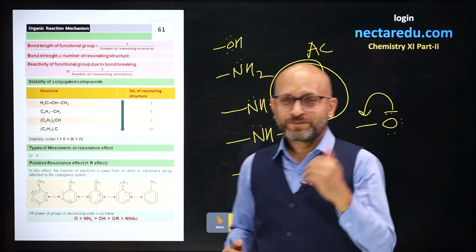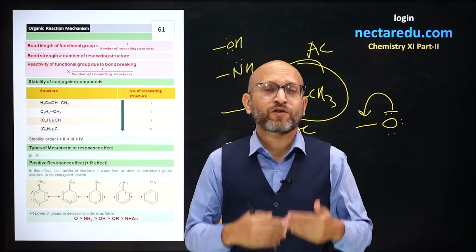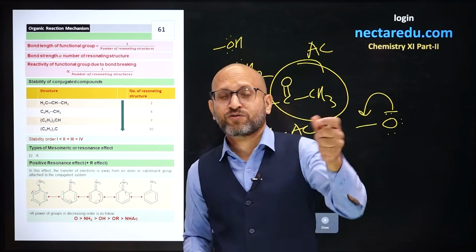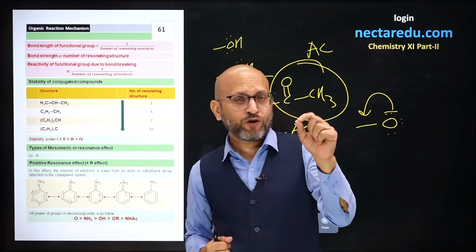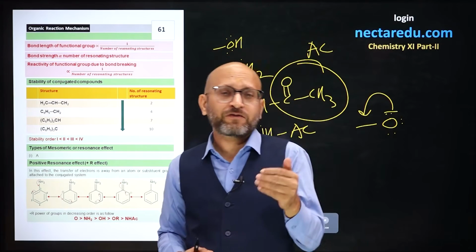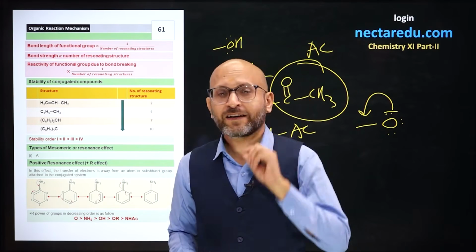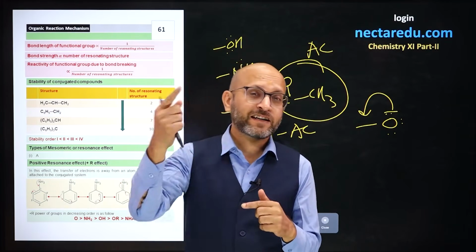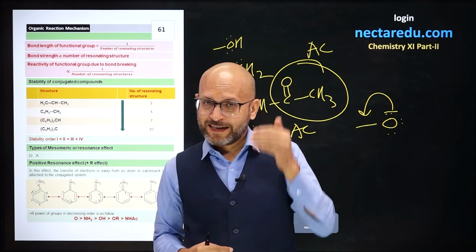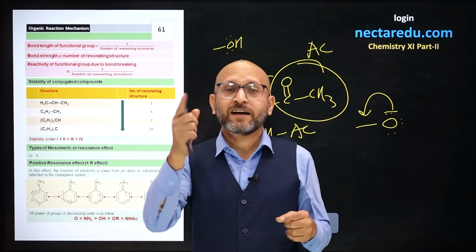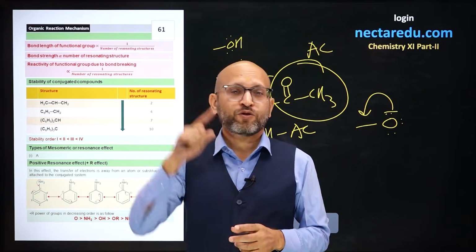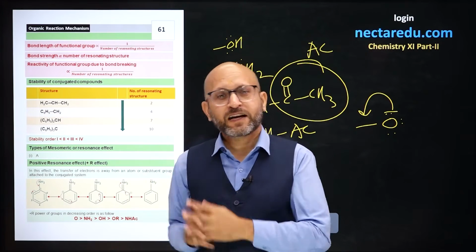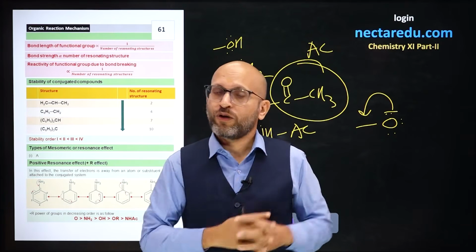Now, what will be the order of positive mesomeric effect? Let me tell you that more is the electron density, more is the tendency to give electrons. For example, if you have O minus and neutral O, which one will give more electrons? I think you will agree with me, O minus will give more electrons. So, it will have a greater plus M effect than a neutral O. Alright. So, O minus has greater mesomeric effect than OH or OR.